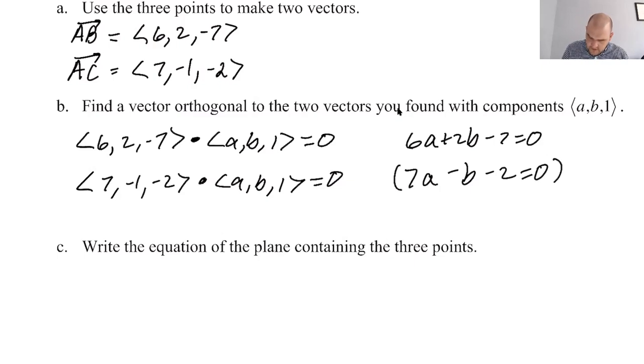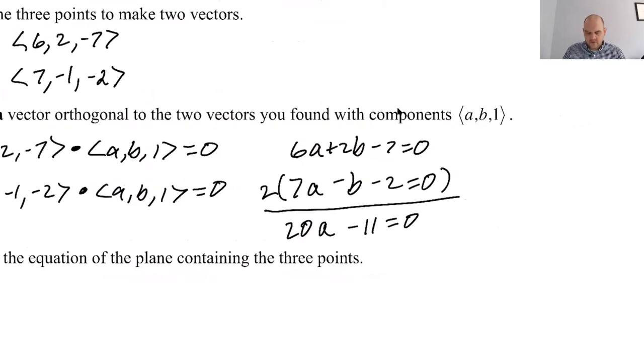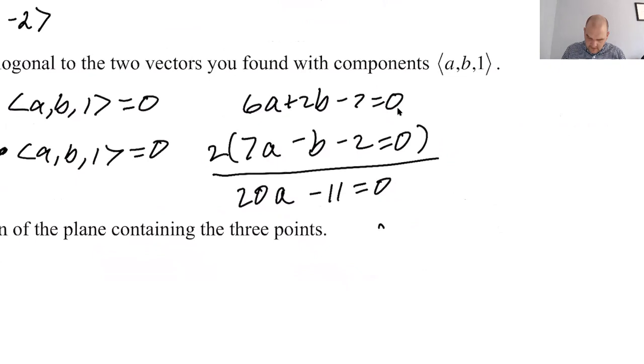So I can just double this and then add down. That'll be 14, that'll be 20a. And then the b's cancel out. That was the whole idea. And then minus 11, I think, equals 0. So I'm going to get, oh, this is terrible. I get a is 11 over 20.